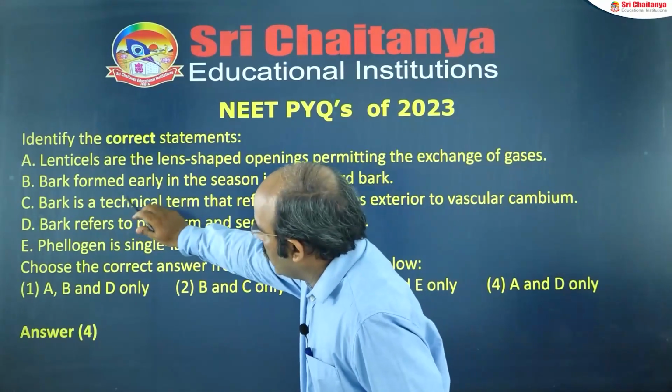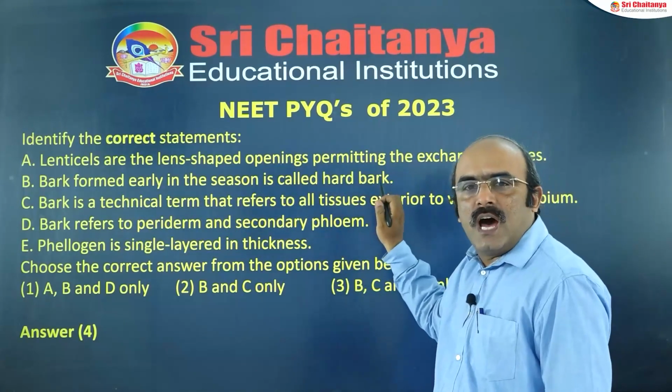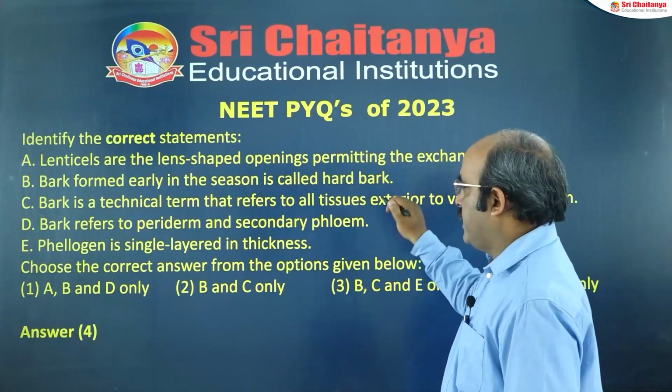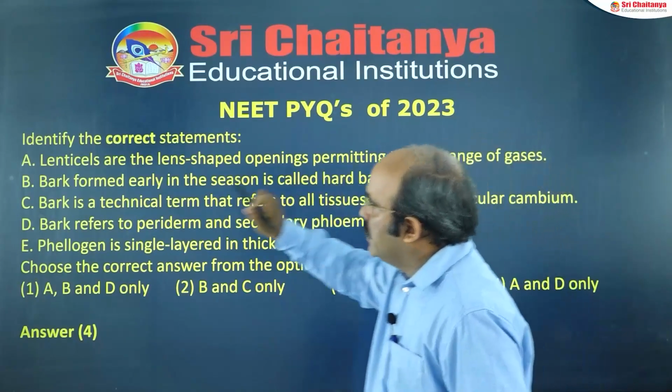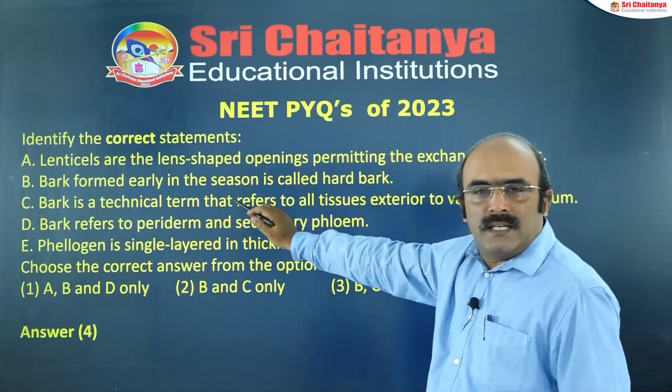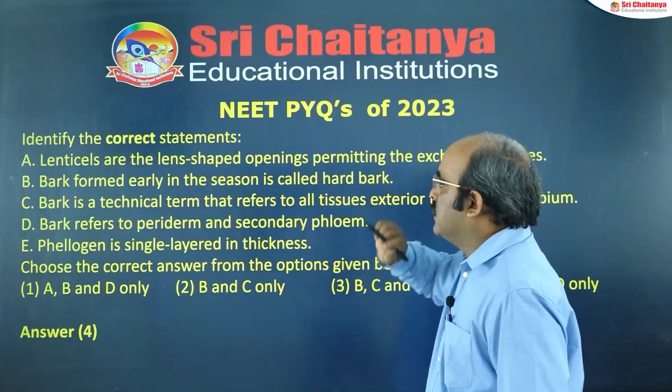But bark formed early in the season is called hard bark is wrong. That's not correct. The term hard bark is not correct. Then bark is a technical term. Technical term is wrong. It's a non-technical term.